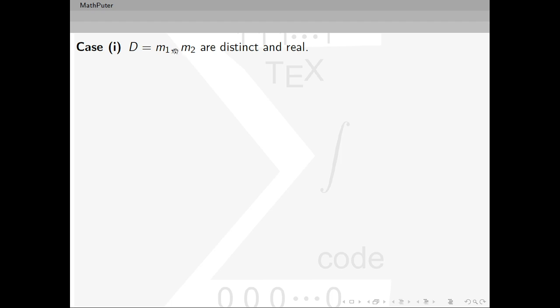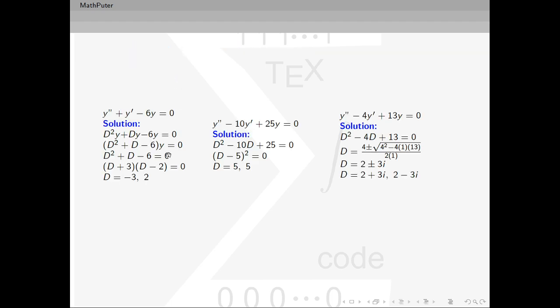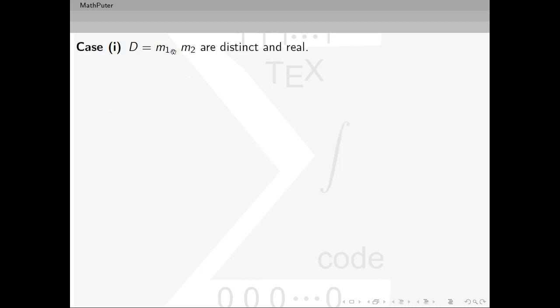Case 1, when we have two roots which are unequal. In case 2, we have two roots which are equal. And in the third case, we have complex roots. So let us discuss case 1, when the roots are distinct and real. Then the solution format is this: y(x) is equal to c1 into e raised to m1x, plus c2 into e raised to m2x. This we have to memorize.